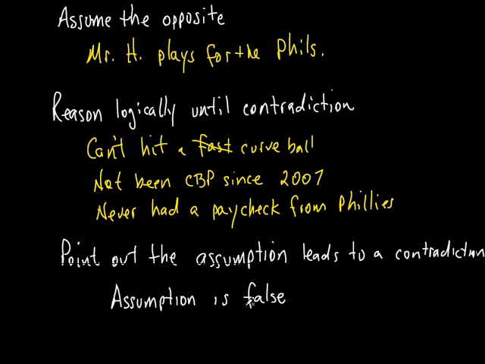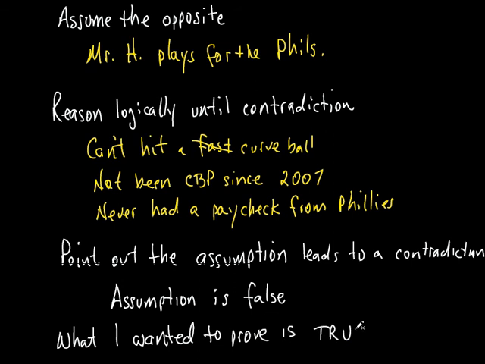So if my assumption is false, then what I wanted to prove is true. I'll write it down: what I wanted to prove is true. That's not the best way to write it, but remember, I wanted to prove that I did not play for the Phillies.